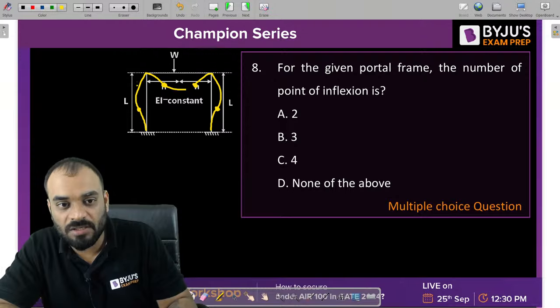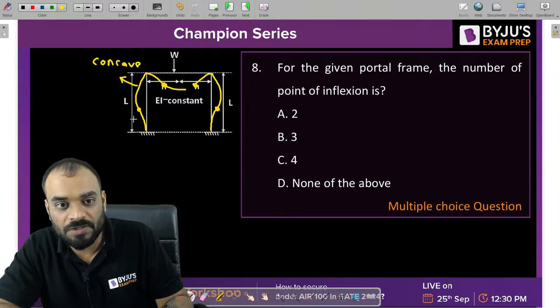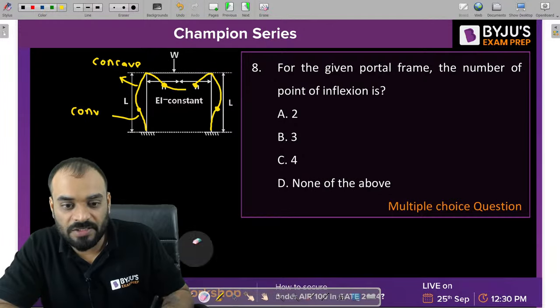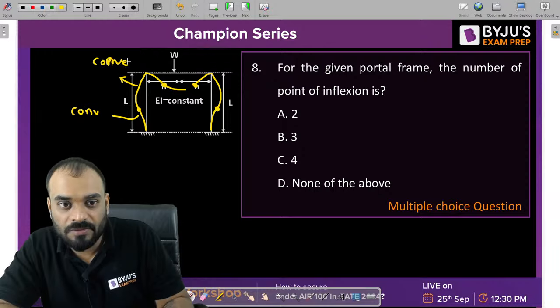What do you mean by curvature? Basically this curvature is what? Concave. What is this curvature? It is convex. Sorry, it is convex and this one is concave, right?